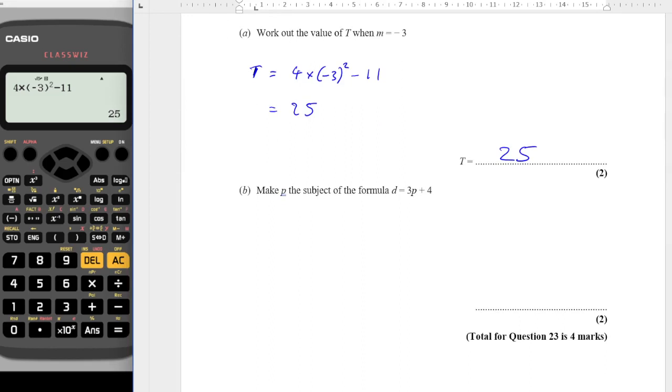Okay, make p the subject of this formula. So we're starting with d is equal to 3p plus 4, and we're trying to make p the subject. So I'm going to minus 4 from both sides. So d minus 4 is equal to 3p. Then to get rid of the times by 3, I'd divide by 3 on both sides. So d minus 4 divided by 3 is equal to p. So p is equal to d minus 4 divided by 3.